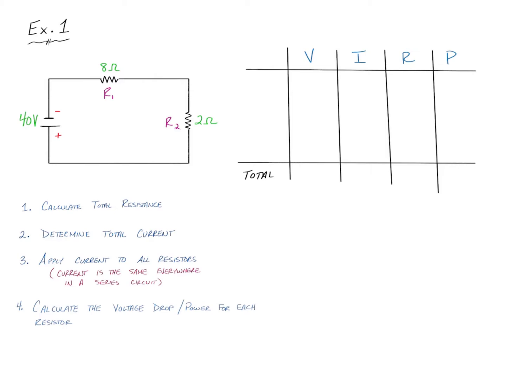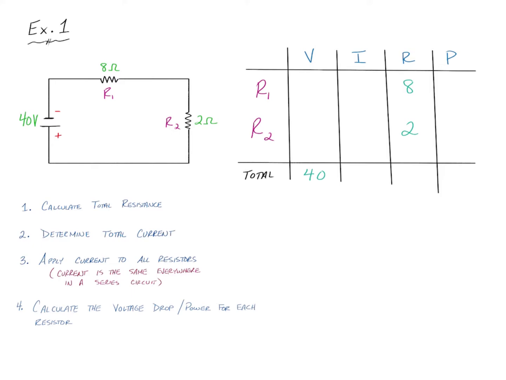So you'll set the table up as such, and we will fill in the resistor values. We have R1 and R2, so we'll simply call them R1 and R2. We know that they are 8 ohms and 2 ohms respectively, and we know that the voltage for the whole circuit is 40 volts, so I'll plug in my known values, the voltage and the individual resistances of those resistors.